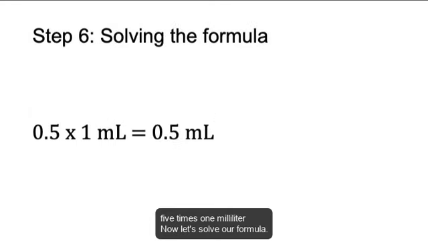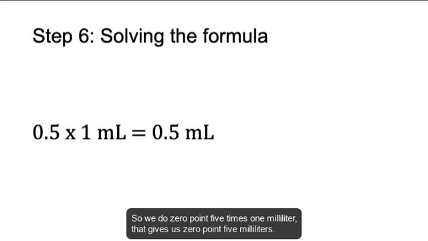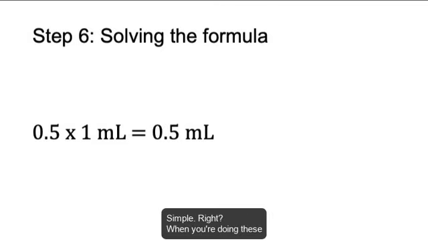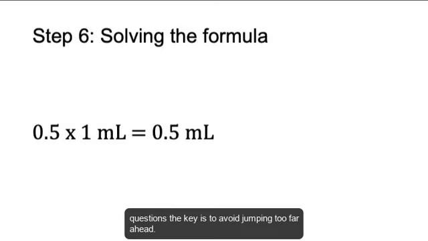Now let's solve our formula. So we do 0.5 times 1 milliliter. That gives us 0.5 milliliters. Simple, right? When you're doing these questions, the key is to avoid jumping too far ahead.